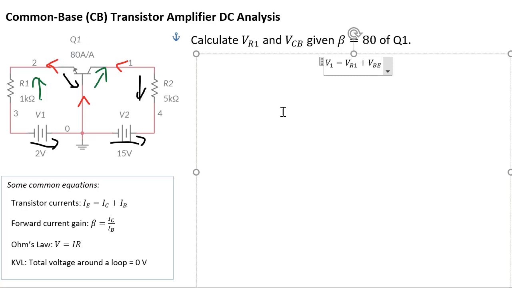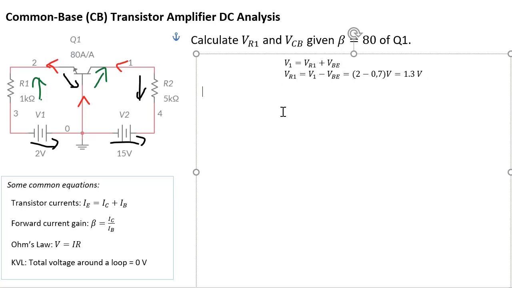Since we want to know what VR1 is, that's the question being asked, straight away we can rearrange this to be V1 minus VBE. We have all the values we need to work this out. V1 is just 2 volts, so it's 2 minus 0.7. We're assuming 0.7 volts for a silicon transistor for VBE. That ends up as 1.3 volts. So now we have our first answer for VR1.